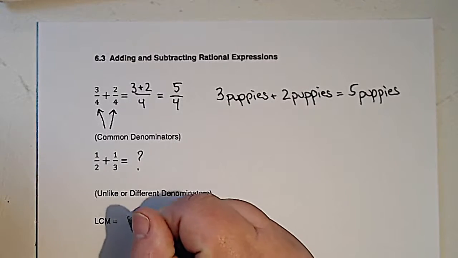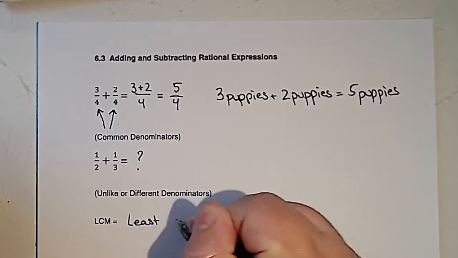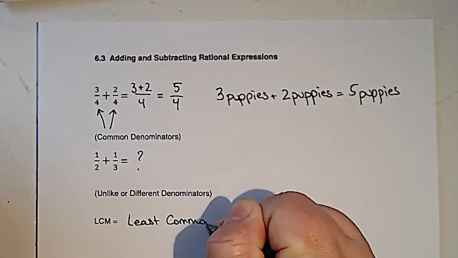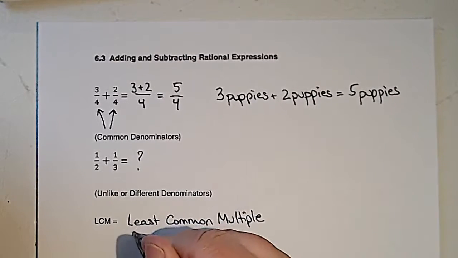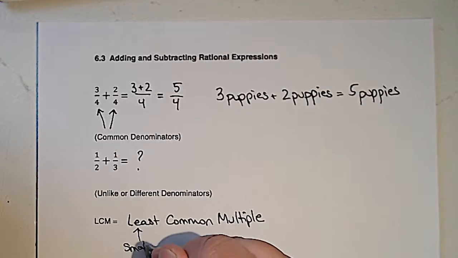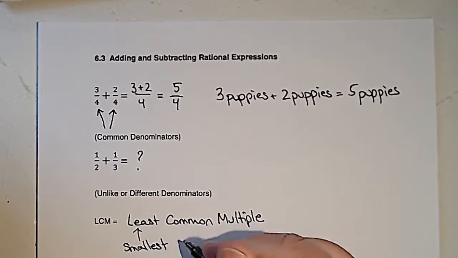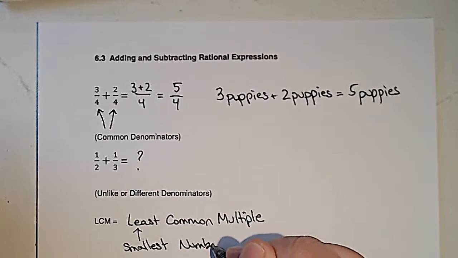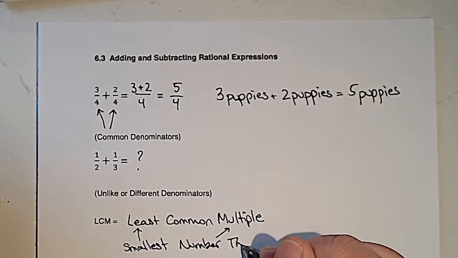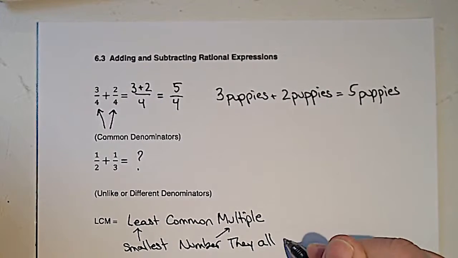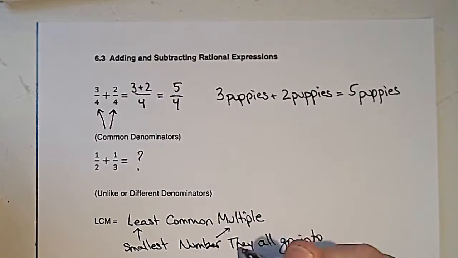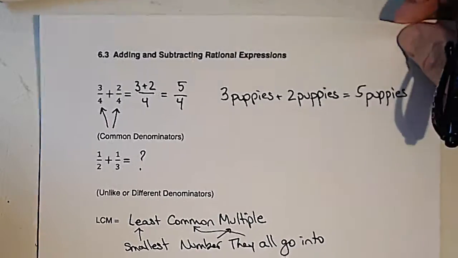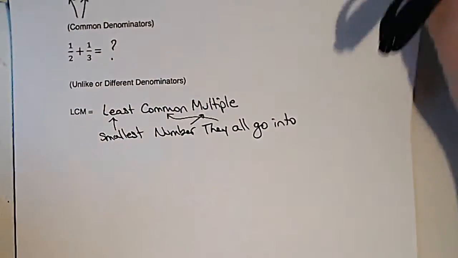So there are a couple of phrases. The least common multiple, which is another way to say the smallest number they all go into. This part right here is the common part. So least common multiple is the smallest number they all go into.